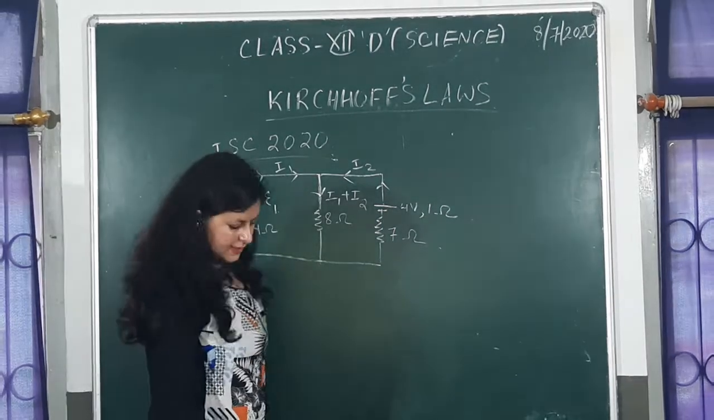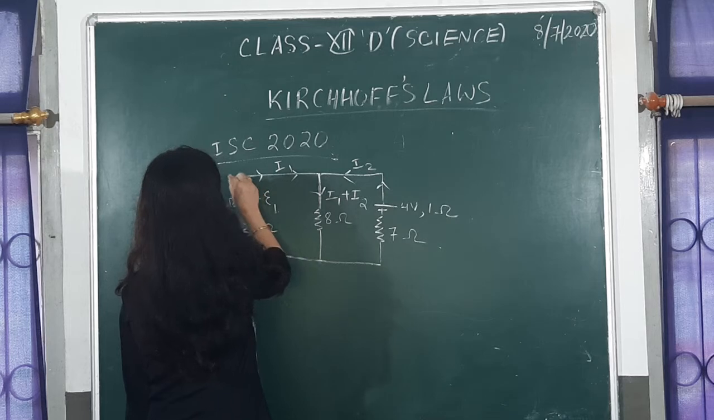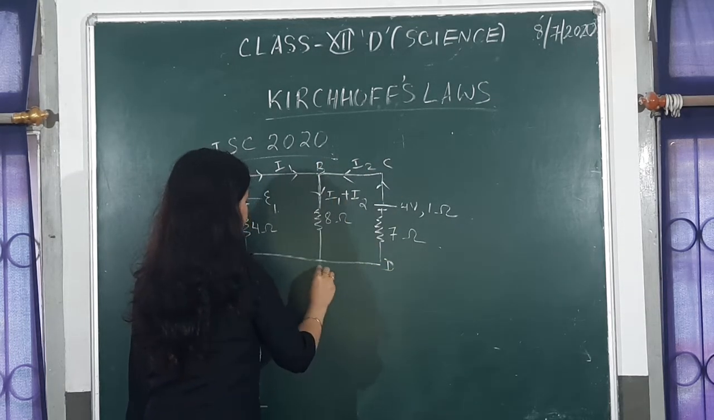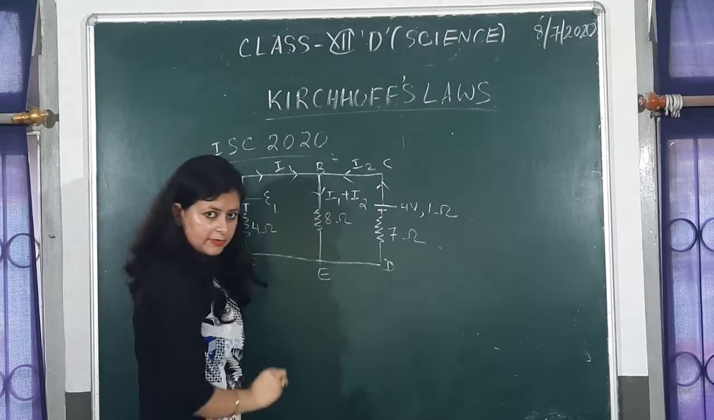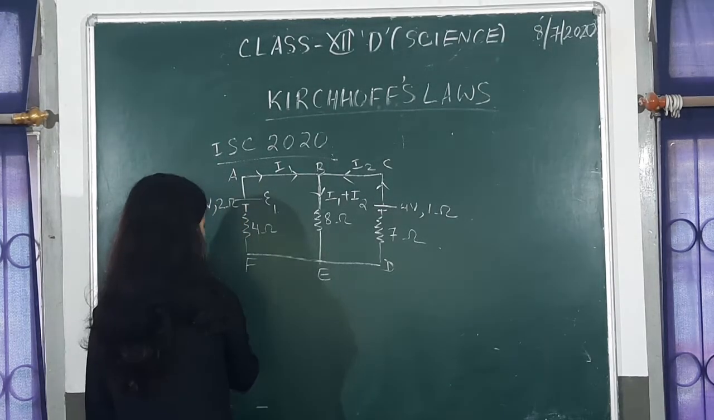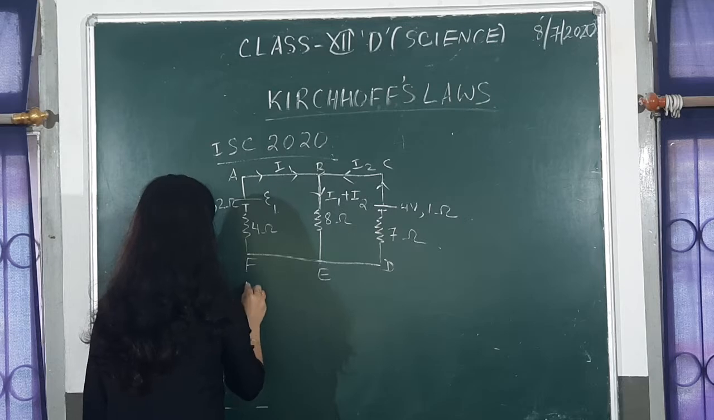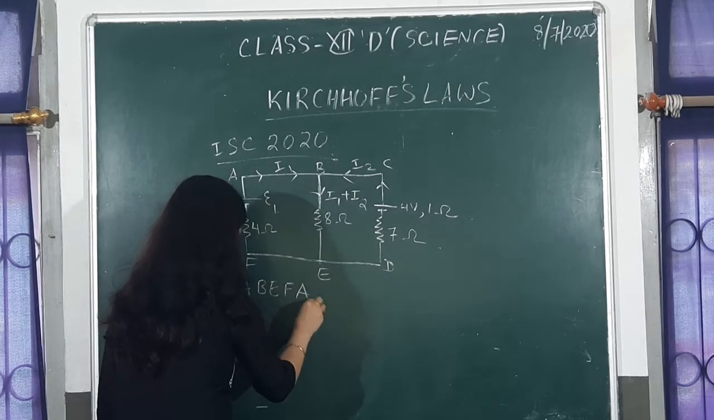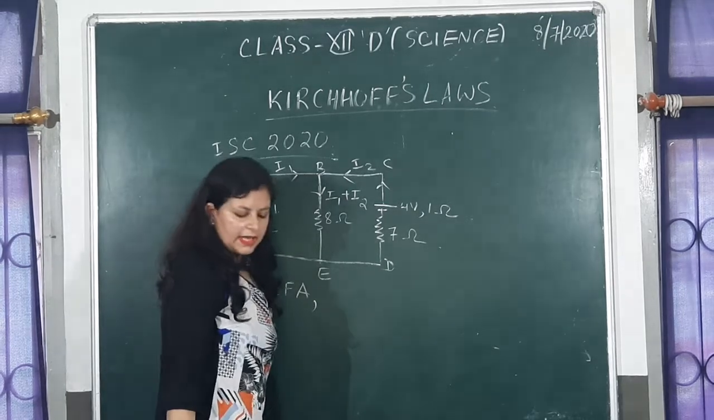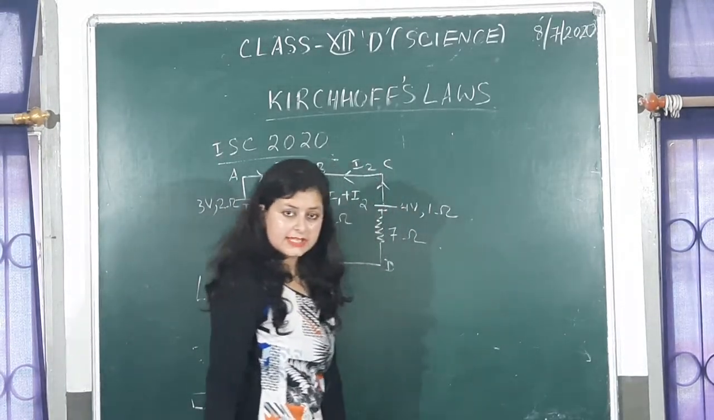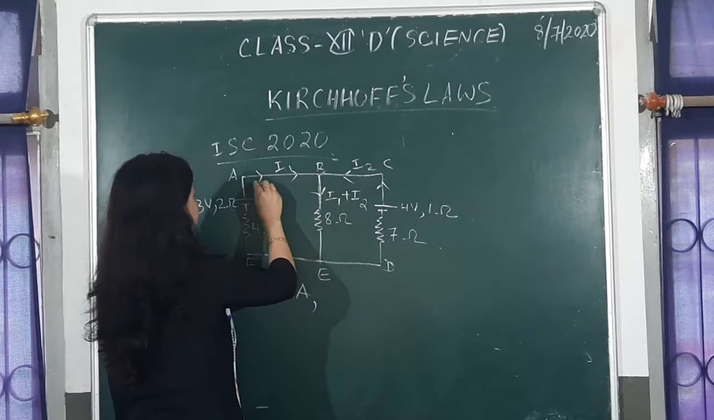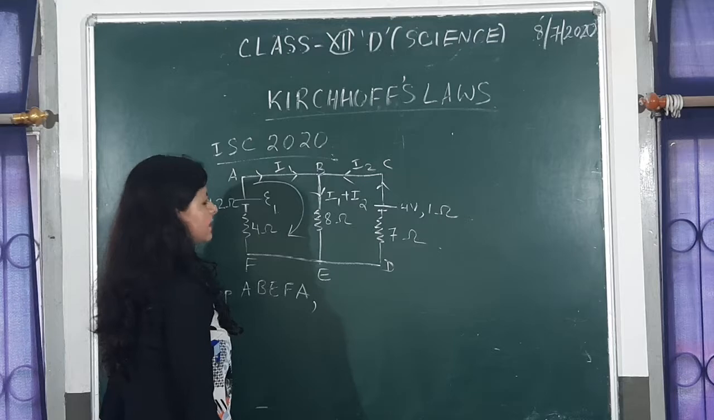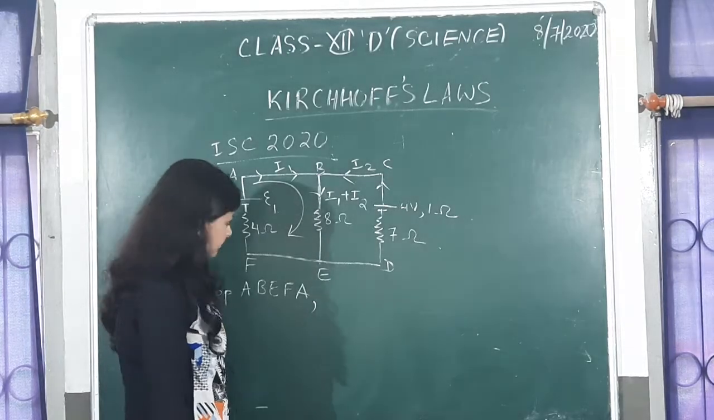Alright, let us first take the loop's name A, B, C, D, E, F. So I will frame the first equation here. In loop A, B, E, F, A, we are going to apply Kirchhoff's voltage law with the sign. Now to find out the signs, you have to assign either clockwise or anti-clockwise direction to the loop. Here I am assigning clockwise.